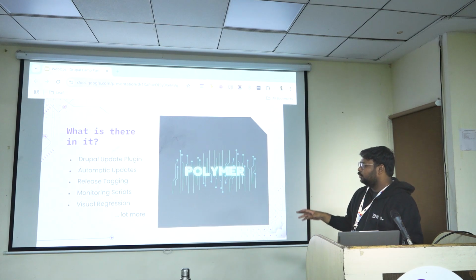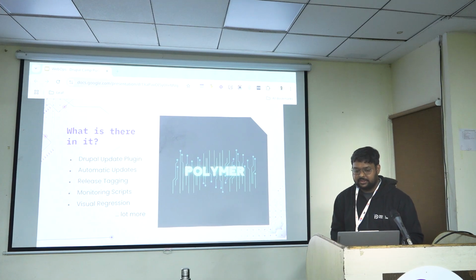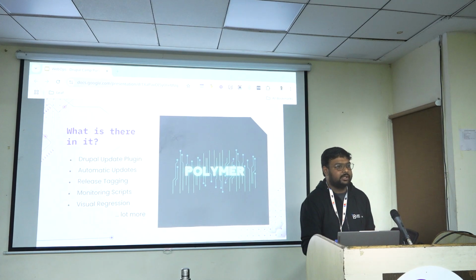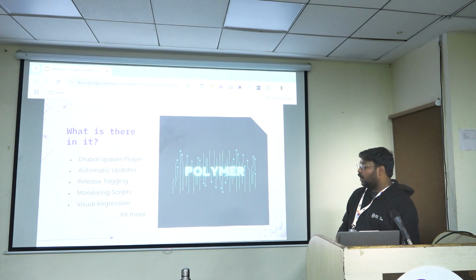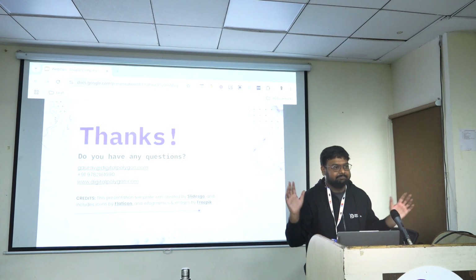So this tool is going to give you all these scripts: release tagging, monitoring scripts, visual regression. Right now it is in alpha. You can check it on Composer and on GitHub. github.com/digitalpolygon/polymer is the repository.